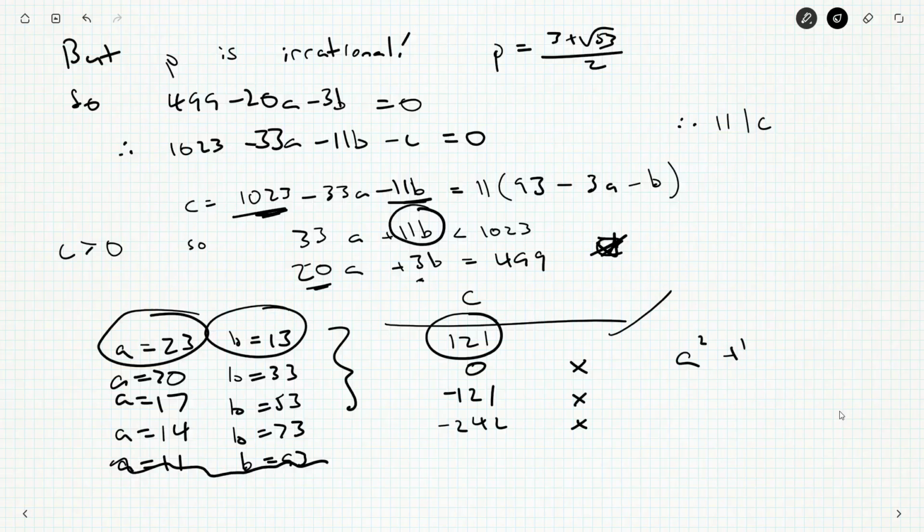And what do we want? We want a squared plus b squared plus c squared. And that's going to be 23 squared plus 13 squared plus 121 squared. Is that going to be big enough? Because I noticed the answers are in like the tens of thousands.